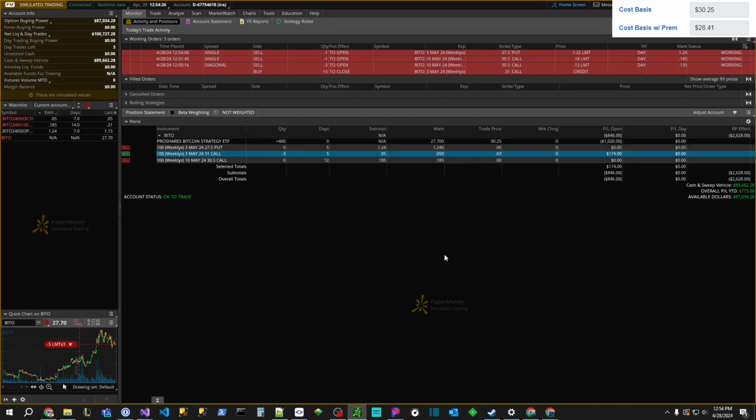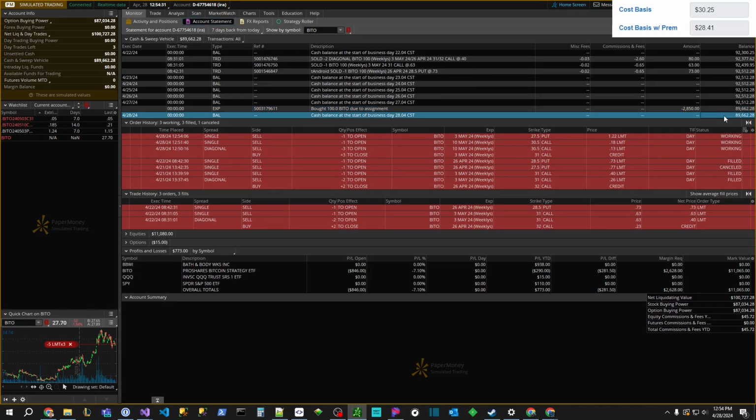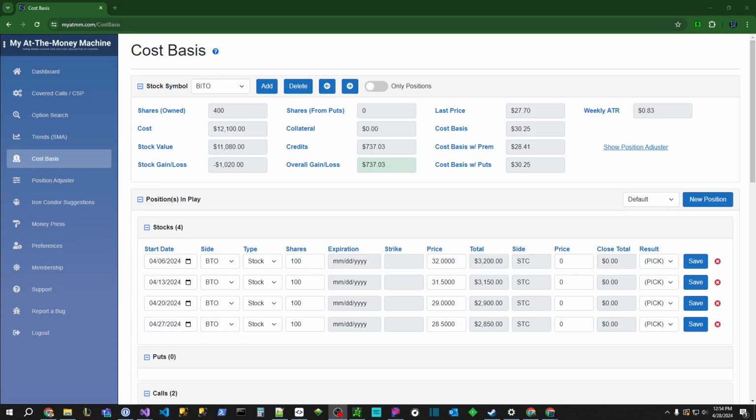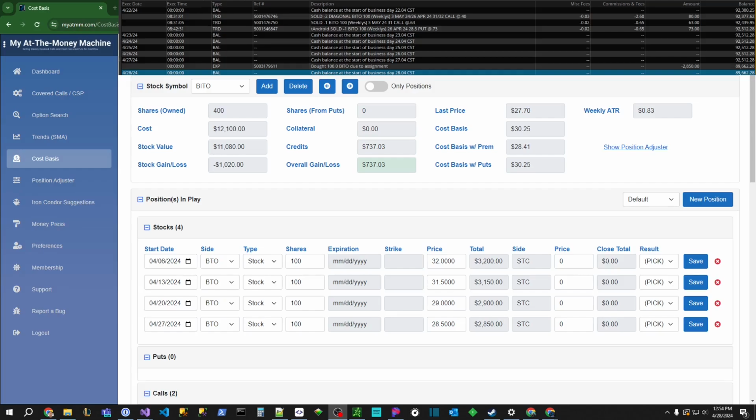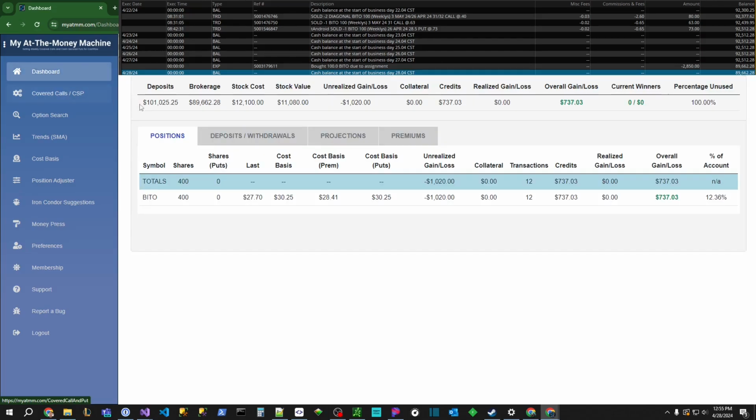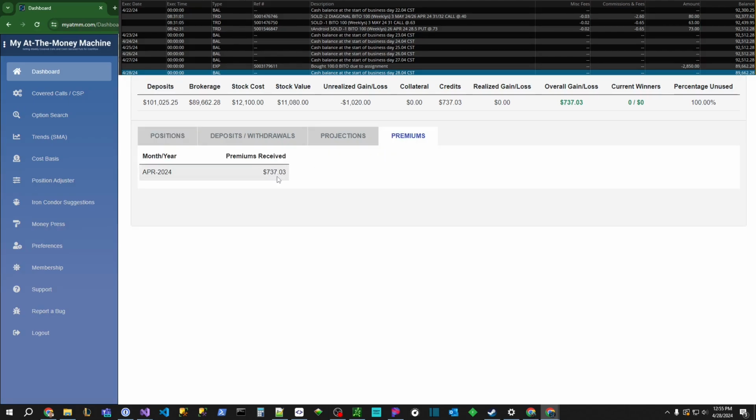So one last thing, we need to check our account statement balance to double check the balance over on the brokerage. So let's go do that right now. All right, here we are again on the website. Let's go ahead and bring Thinkorswim up. So we got the account statement up there. We're sitting at the 89,000. We need to go over to the dashboard, and so it's 89,662.28. Yep, matches perfectly. All right, so let's just wait till next week, and let's just check our premiums for the month. So far, we're up to $737.03 for the month of April.